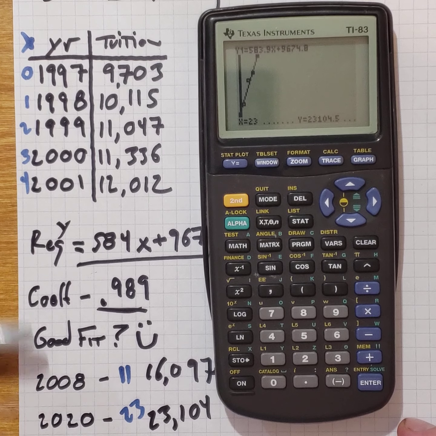this is going to be the process for the problem. Put the stuff in the calculator, get the regression line, find out how good a fit it is, graph it, and use it to make some predictions. That's what regression's all about. We'll do a couple more of these.